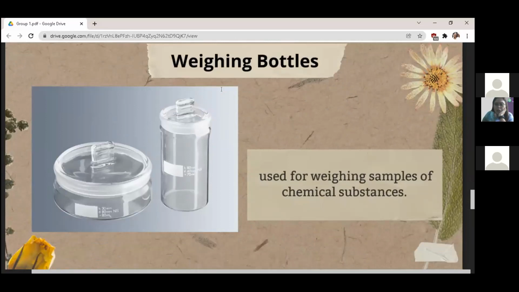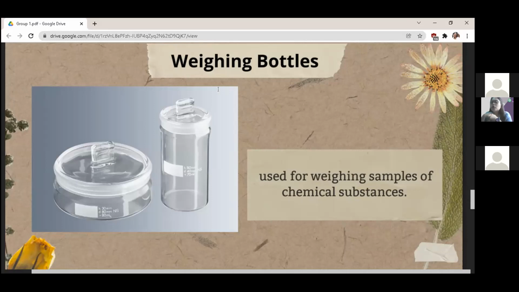And then we have the weighing bottles. I just observed the students when they weigh, they just make a paper box, like paper formed into a box, and then they place there the chemical substance and weigh it. Actually, most of the times there will be a reaction between the paper and the chemical. So I hope by the time that we are going to have a face-to-face laboratory class, we will not be using paper in measuring the mass of our substance. We can use the weighing bottles.